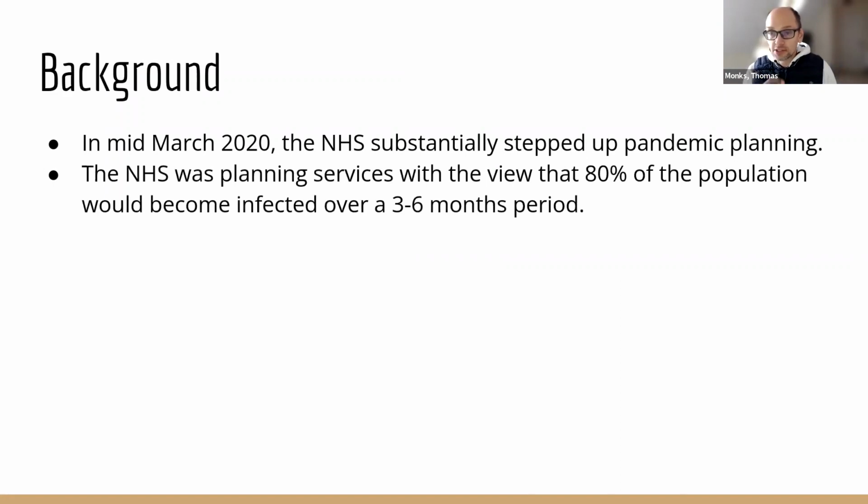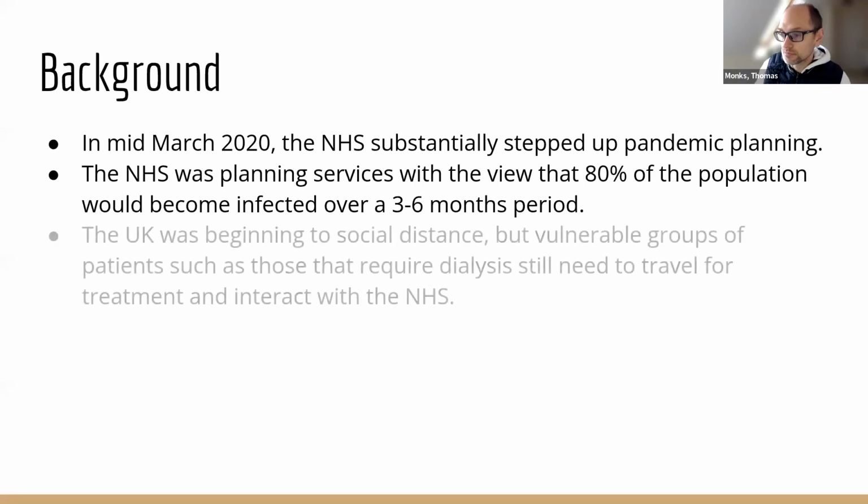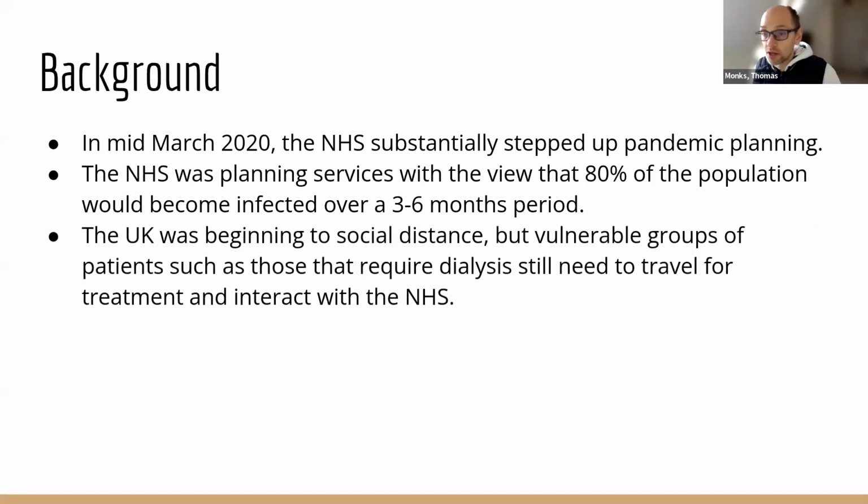But at this stage, I don't know if people remember, the view was that 80% of the population would be infected over a 3 to 6 month period in the worst case scenario, which seems almost crazy now when we think about it, but that's what we were planning for at that point. It was right at the start, so people were only just beginning to social distance.